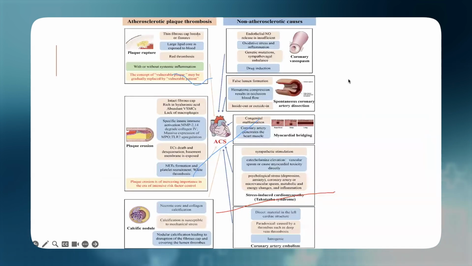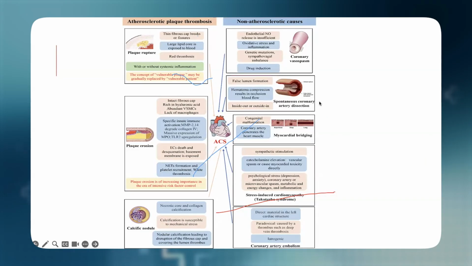So these are the different other types of mechanisms of MI. This is the typical atherosclerotic plaque thrombosis or plaque erosion or calcific nodule, which causes thrombosis and finally ACS. These are non-atherosclerotic causes. One is coronary vasospasm. One of the common causes is drug abuse like cocaine; it can be genetic causes as well.